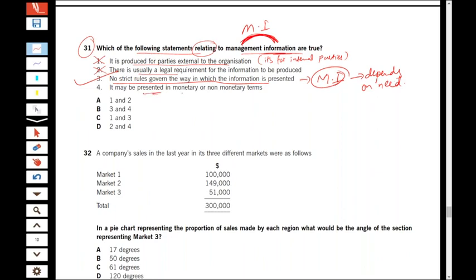Number four: it may be presented in monetary and non-monetary terms. Yes, it's financial and non-financial. So 3 and 4. Option B is the correct answer.